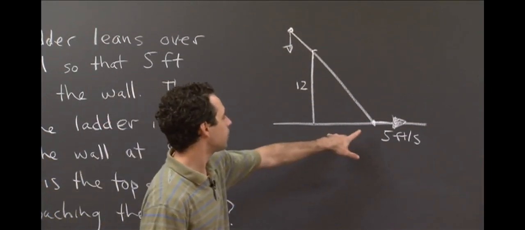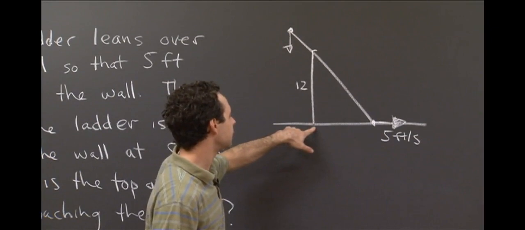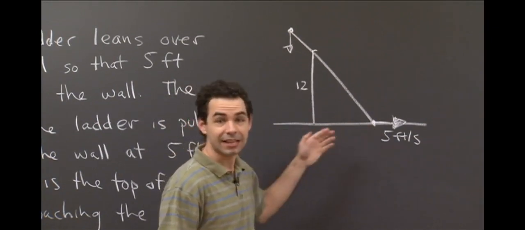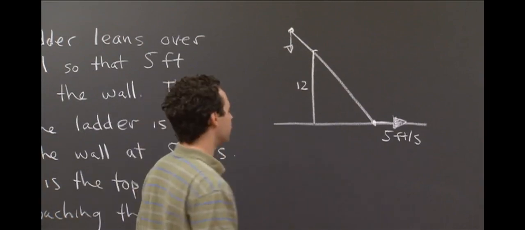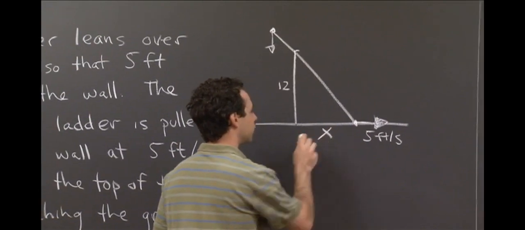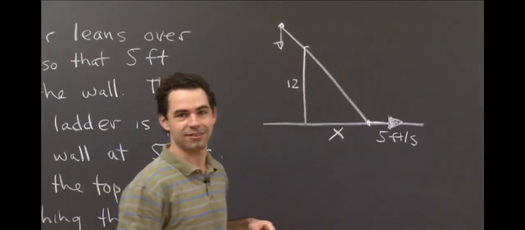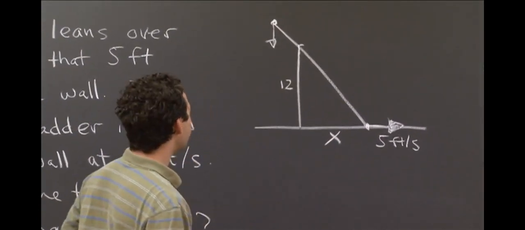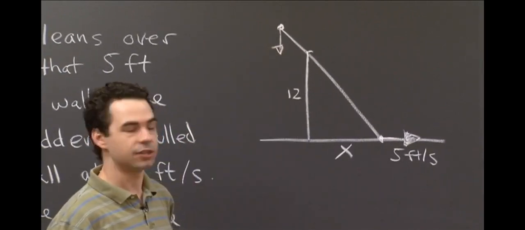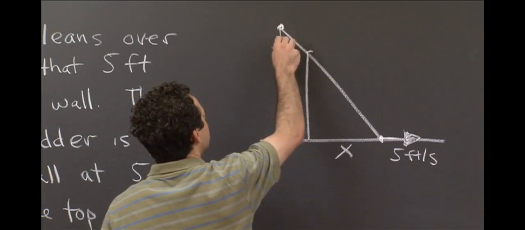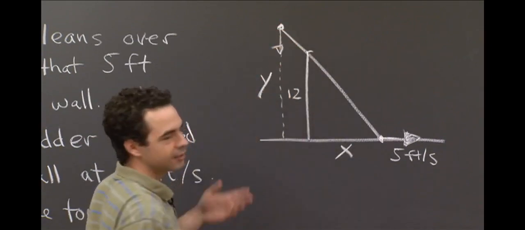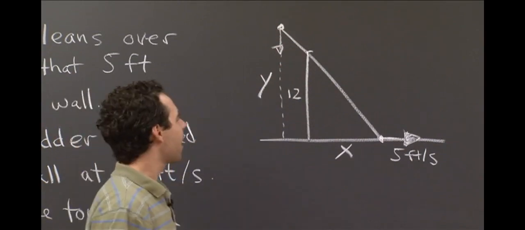So for example, this distance between the base of the wall and the base of the ladder is changing because the ladder is being pulled away from the wall. We can give that a name. Let's call that horizontal distance x, say. And the height of the top of the ladder is changing. So let's draw that in. That's what we're interested in. It's the height, so we can call it y.